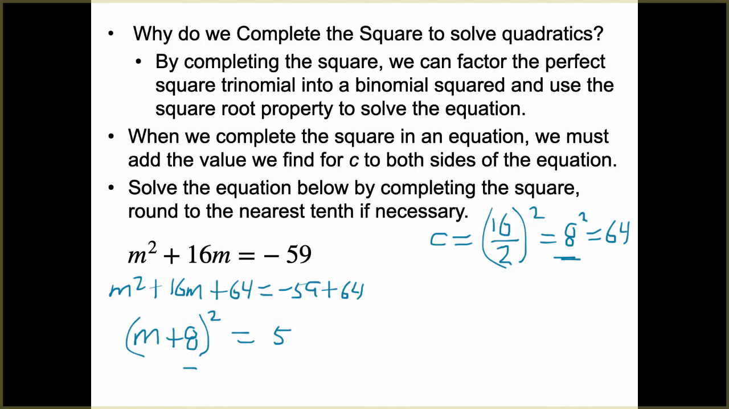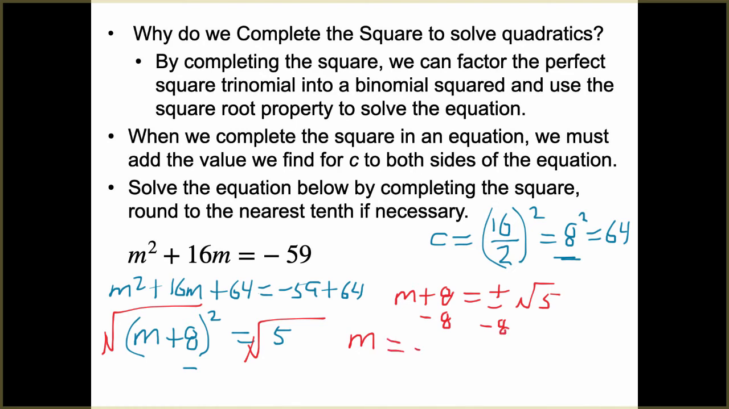Now that we have this, we have a squared term equal to a number. We can now use our square root property. If we take the square root of both sides, the square root and the squared term cancel each other out, just leaving the m plus 8. And then we have plus or minus the square root of 5. And then we're going to solve for m, so we move the 8 over by subtracting it from both sides. And we get m is negative 8 plus or minus the square root of 5.